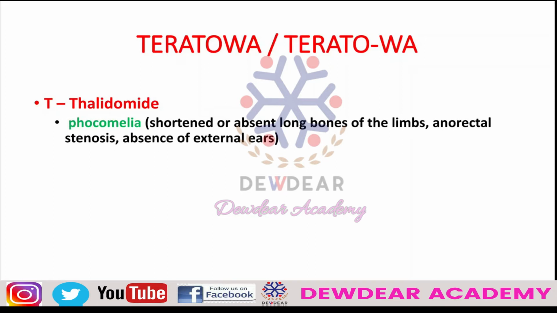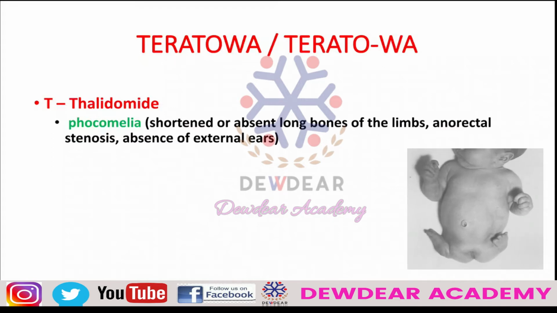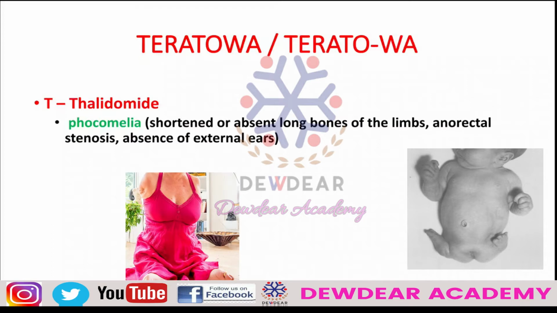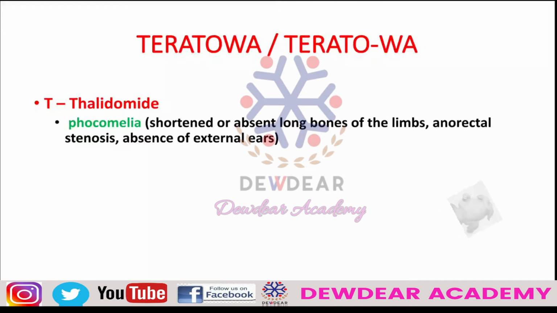T is indicating thalidomide. Thalidomide causes teratogenicity, that is phocomelia. Phocomelia means shortened or absent long bones of the limbs. Also it causes anorectal stenosis, absence of external ears, etc. Phocomelia is known as seal extremity or seal limbs. That means the upper part of the limb is extremely underdeveloped or missing, and the lower part is attached directly to the trunk. That is phocomelia, which is associated with the drug thalidomide.